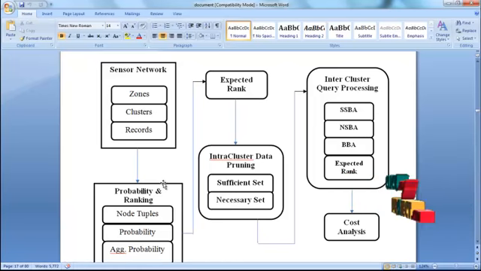Sufficient set is based on values below our threshold value. Necessary sets are values in excess of the threshold value. After intra-cluster pruning, we move to the inter-cluster query processing, which is based on three algorithms: sufficient set boundary, necessary set boundary, and boundary-based analysis. After that, we give the expected rank of each algorithm's values. Finally, we calculate the cost.